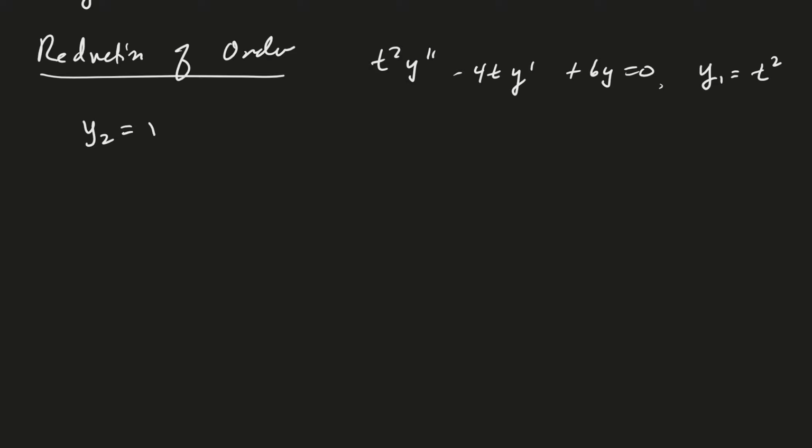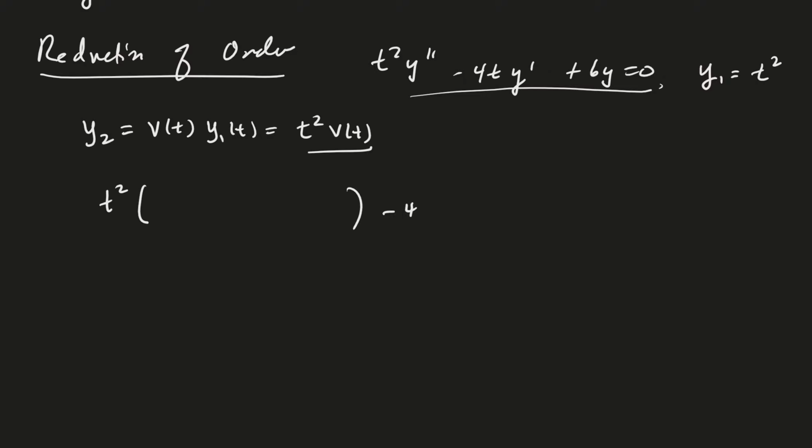Reduction of order is to assume that your second solution is v of t times y1 of t. So in this case that would be t squared times v of t. And then you plug this into your differential equation and see what you get. Okay, so let's see how that's going to work. I'm going to have t squared, and then the second derivative, well, okay, let's get some space here.